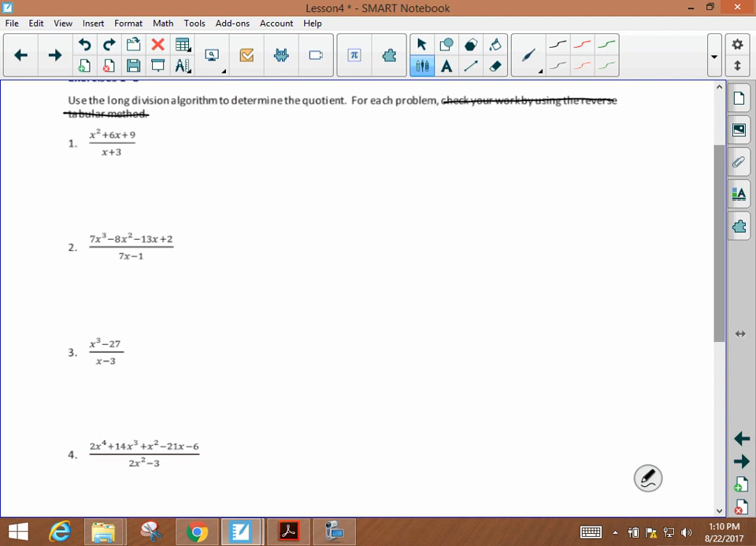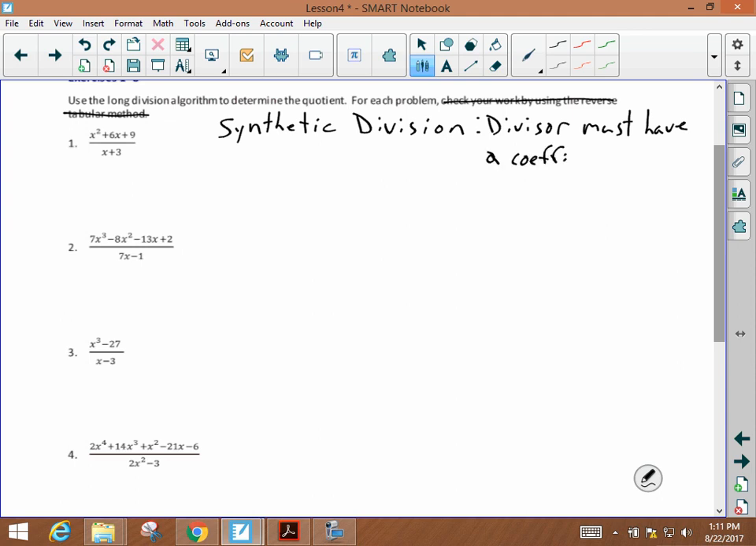For synthetic division, okay, this can only be done if my divisor must have a coefficient of 1 and, not or, but and, a degree equal to 1.